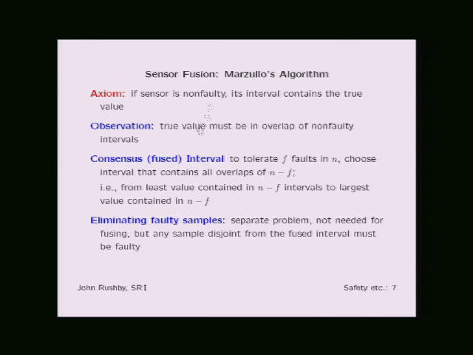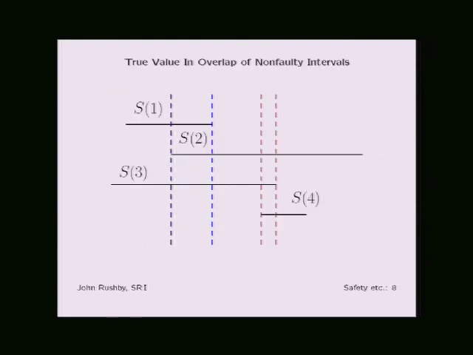So the basic idea is, if you have n sensors and you want to tolerate f faults, then you choose an interval that contains all overlaps of n minus f. Since you don't know exactly which are the n minus f non-faulty sensors, you consider all possible n minus f sets of sensors and look at their overlap, and then you compute an interval that contains all overlaps. So let's look at an example here.